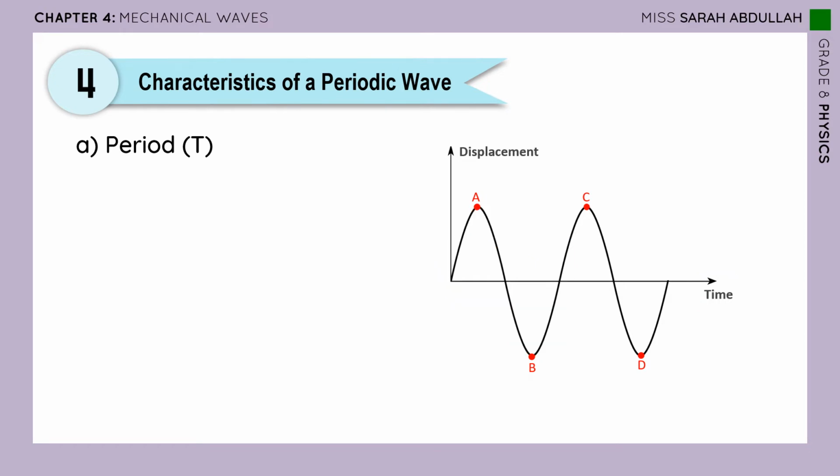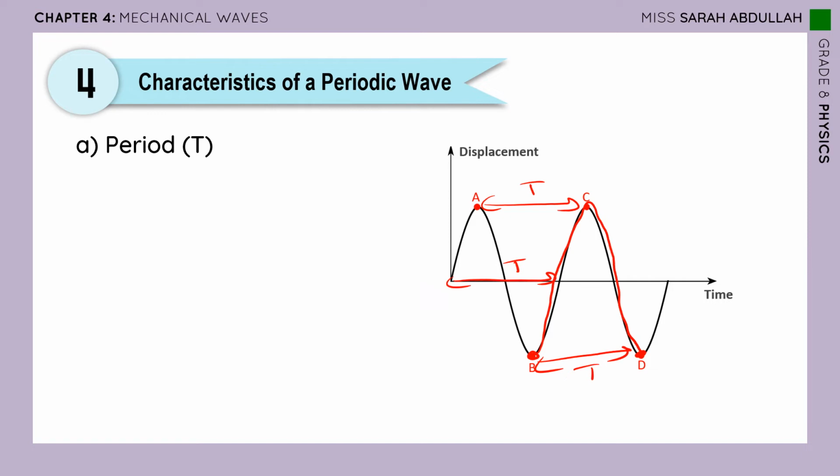But what if the wave starts from here? For it to complete one cycle, it needs to reach another crest. So this is also the period. What if the wave wants to start here? Then for it to complete one cycle, this is also the period. And you will get exactly the same period.